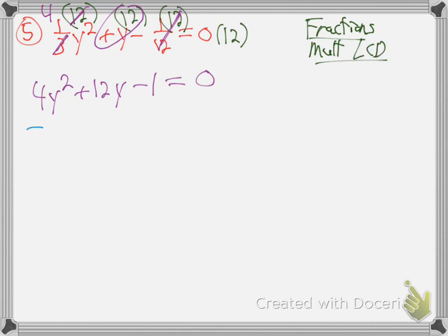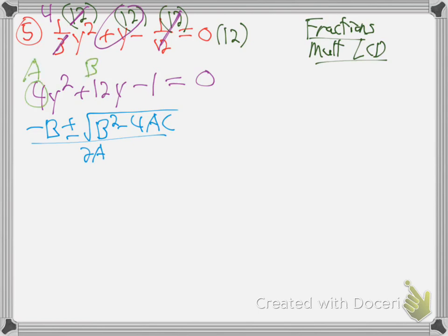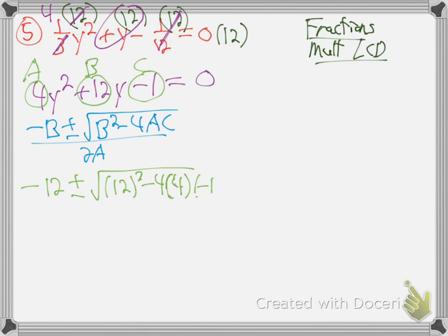It's quadratic formula time: negative b plus or minus square root of b squared minus 4ac all over 2a. Okay, so a is 4, b is 12, c is negative 1. So negative b, negative 12, plus or minus the square root of b squared minus 4 times a times c, all over 2a.